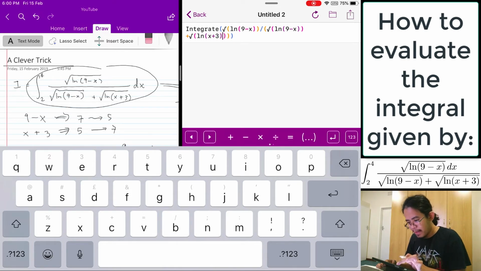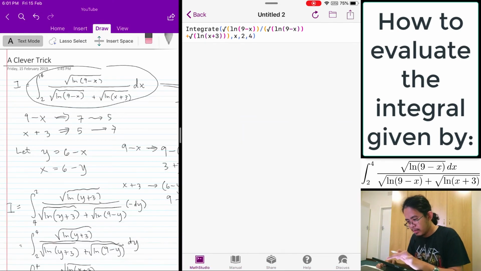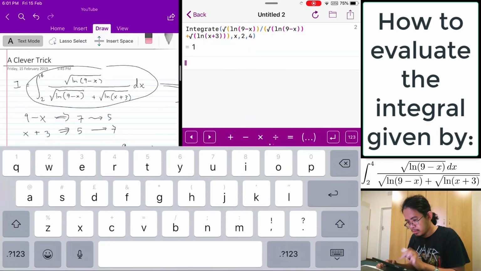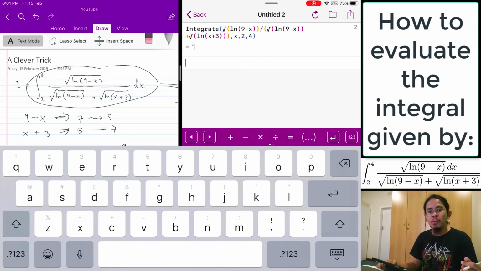All right, you have that, and then you are integrating x from 2 to 4. Let's evaluate this. Oh, sorry, I pressed enter instead of evaluate. So let me delete that. How do you evaluate this? This one. Okay, there. So it's equal to 1.